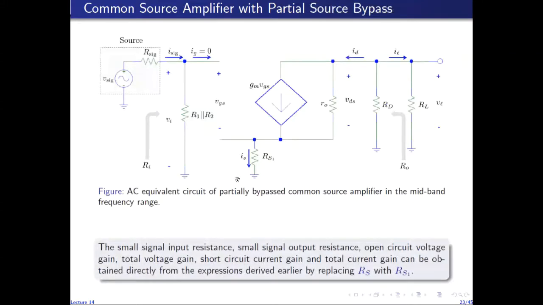And this is the same circuit as we analyzed before. The only difference is that instead of RS, we have RS1. So in all of the expressions we derived earlier for input resistance, output resistance, voltage and current gain, and even the maximum positive and negative swings, you can simply replace RS with RS1 and you'll get the corresponding expressions for this circuit of common source amplifier with partial source bypass.